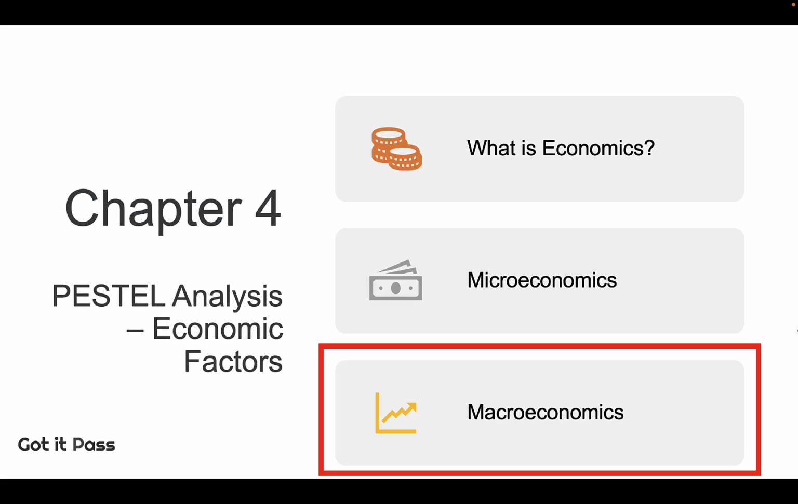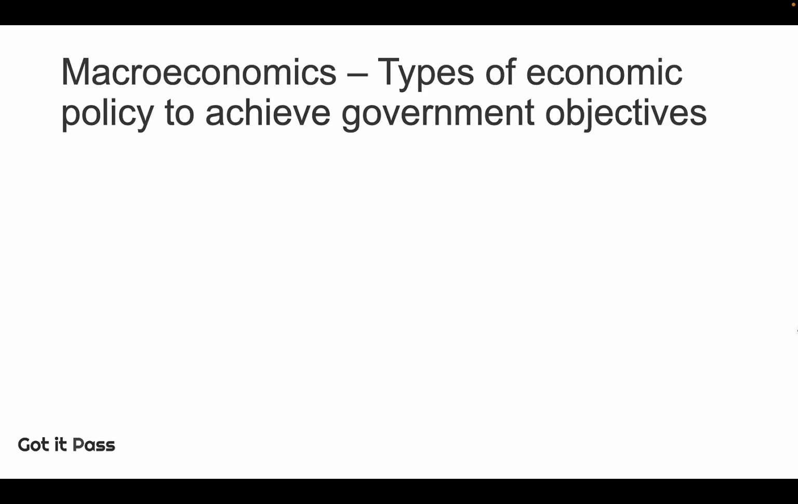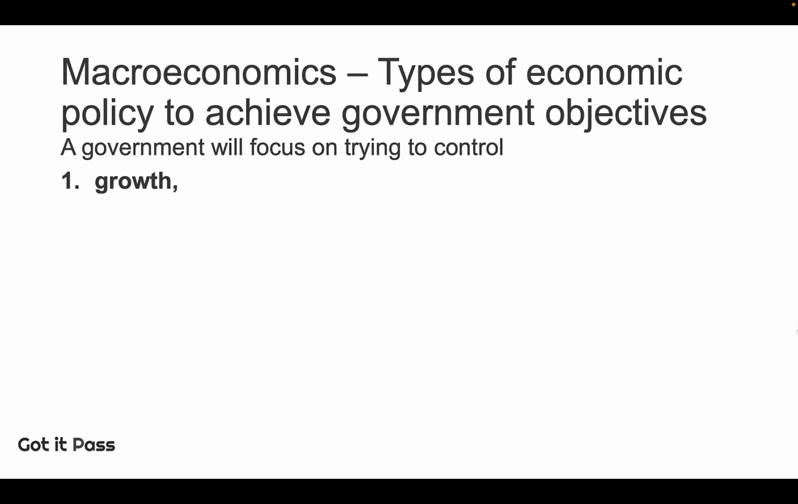In the final part of macroeconomics, we will discuss the economic policies on achieving government objectives. So what type of economic policy to achieve government objectives? We discussed there are fiscal policy, there are monetary policy, and government will focus on trying to control several factors or the government objectives. First, the economic growth.